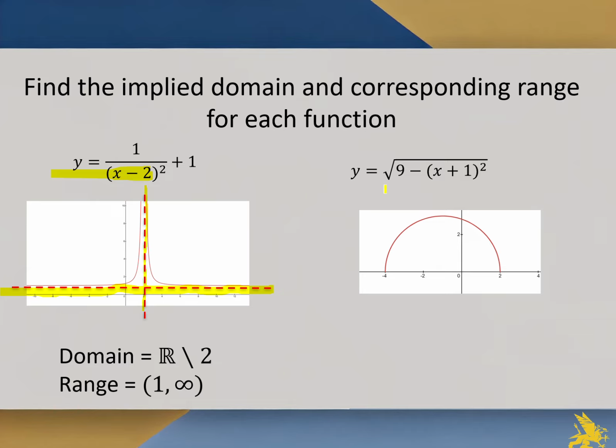With y equals square root of 9 minus (x plus 1) squared, the first thing I want to think about is what are the possible x values? Well, we can see that quite quickly. The x values implied will be -4 all the way through to 2 inclusive. And my y value, well, I look at the radius, which is 3. So it will go up to +3 and it goes down to 0.